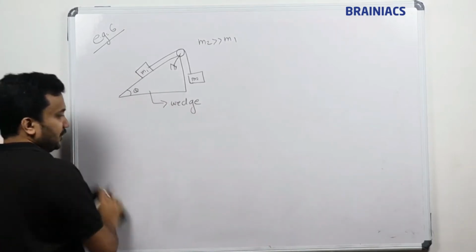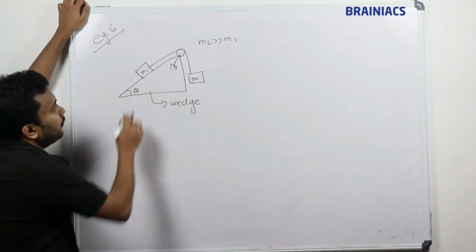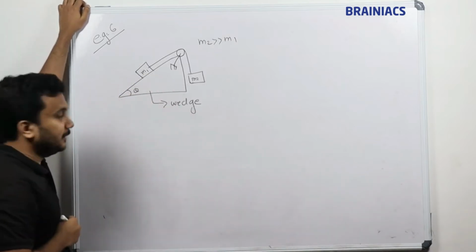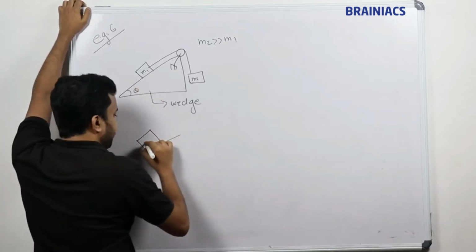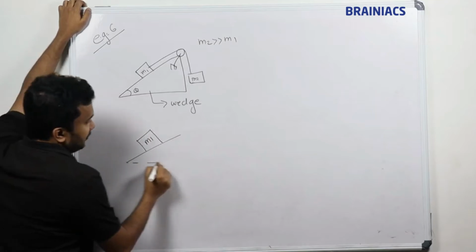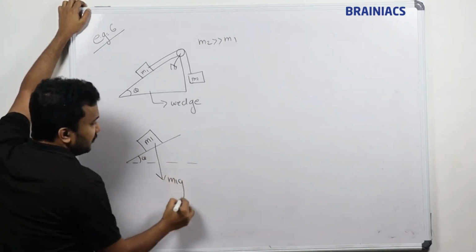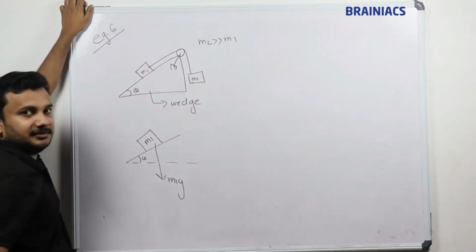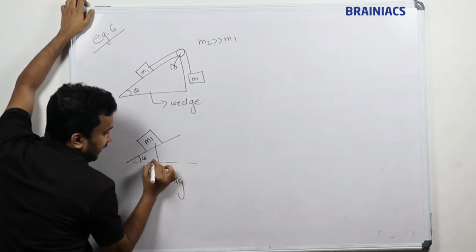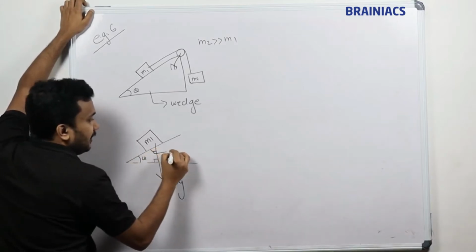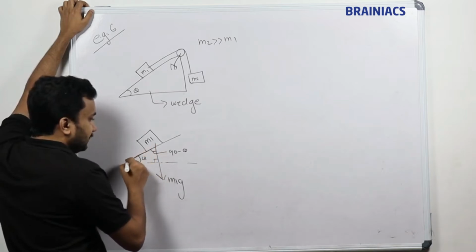Let's continue the journey. So first I will draw the free body diagram of this one. Then we can use our shortcut formula here, but before that we have to learn something. So this is the case, right? This angle is called theta. This side is M1g. Weight is always acting straight down like this. If this angle is theta, what will this other angle be? 90 minus theta.